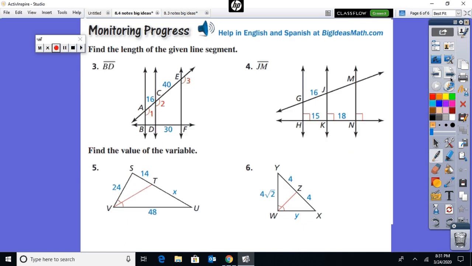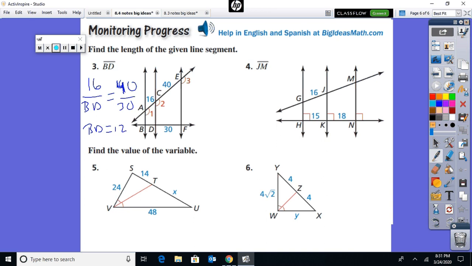Okay, pause the video and try these problems, and then I'll fill them in for you whenever you're done, whenever you click back in. All right, so here we go. Little setup here. We've got 16 is to BD, and 40 is to 30. That's a 4. This pen's tough. So BD is 12 in this first one.